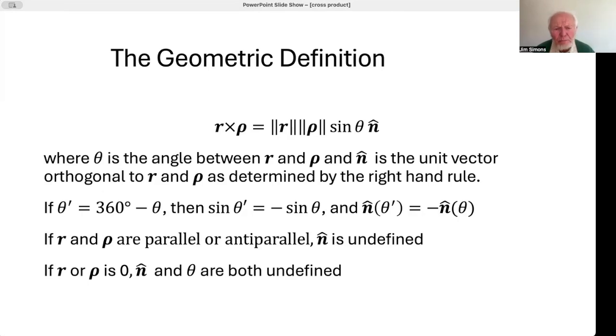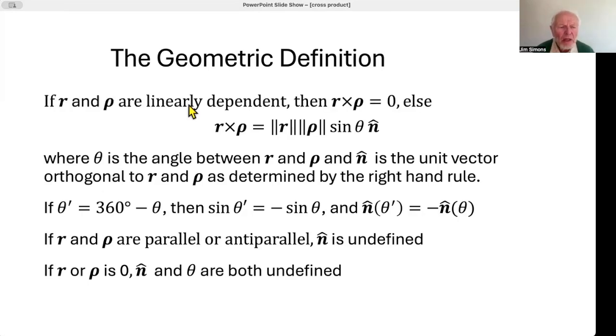So in the end, to produce a rigorous proof, you really have to change this definition. You have to put in this special clause that says the cross product is zero if r and rho are linearly dependent. And then if they're not, sine theta and n hat are defined, and you can define it that way. That's a bit messy. It means the proof has to have special cases in it. For example, if you've got two cross products involved in your theorem, then you've got four cases to consider.